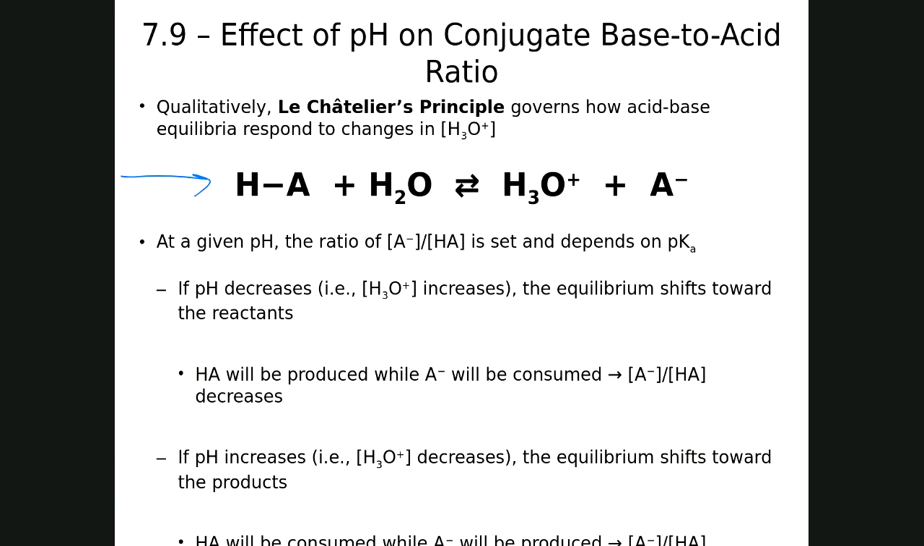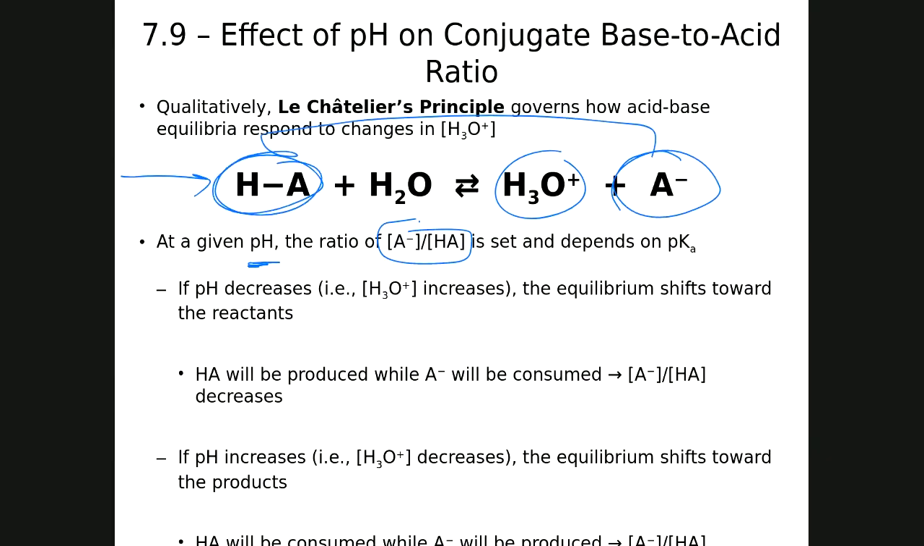Here's a weak acid reacting with water, producing hydronium and its corresponding conjugate base. So again, at a given pH, the ratio at which this and this coexist is going to depend on the pKa of the acid, of course, but it's also going to depend on the pH. So again, what happens if the pH decreases? That means that more acid is added to the solution. So if you're adding more of this one, what's going to happen? Well, the system is going to shift to counterbalance that addition or that change in hydronium ion. It's going to shift to the opposite direction.